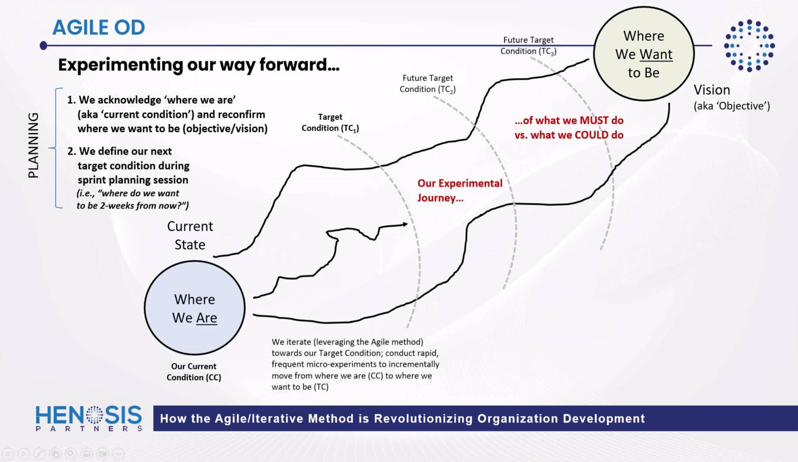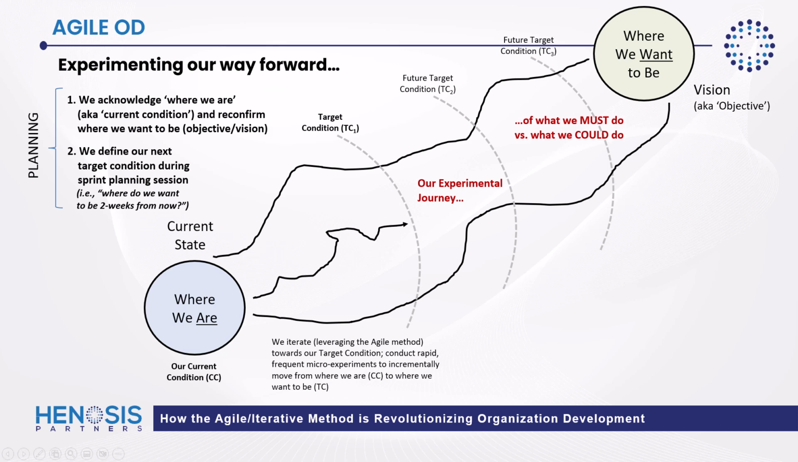From there, we define our next target condition during our sprint planning session, that is, where do we want to be 2 weeks from now? And so the experimental journey from going from where we are to where we want to be is about iterating and leveraging the Agile method towards achieving multiple different target conditions along the way. That is, we conduct rapid, frequent, micro experiments to incrementally move from where we are to where we want to be.